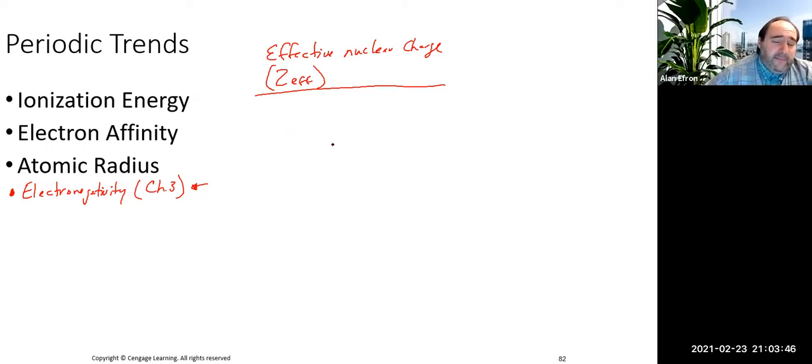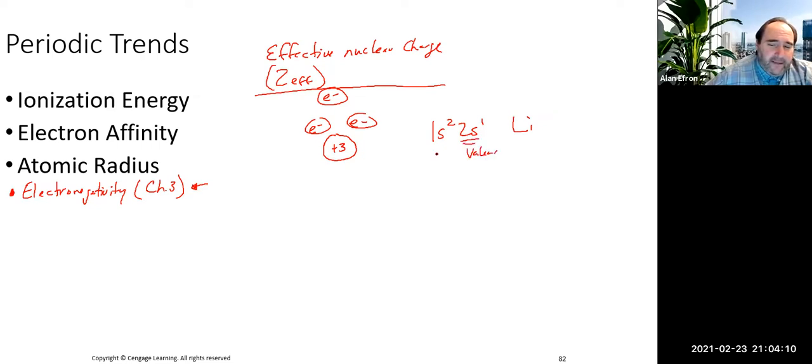So for example, let us think about a nucleus that has a +3 charge, and it has 3 electrons. It's got 2 electrons on one energy level and an electron on a higher energy level. Again, 1s2, 2s1. By the way, we're talking about lithium here. So this is our valence electron, as we talked about. These are our core electrons, which are closer to the nucleus.